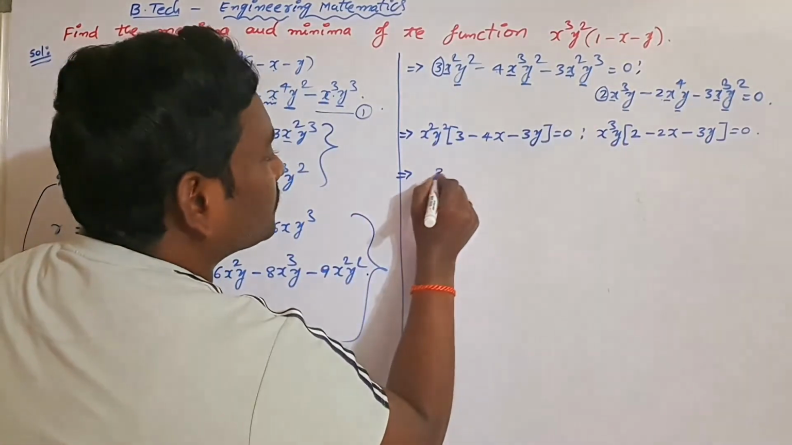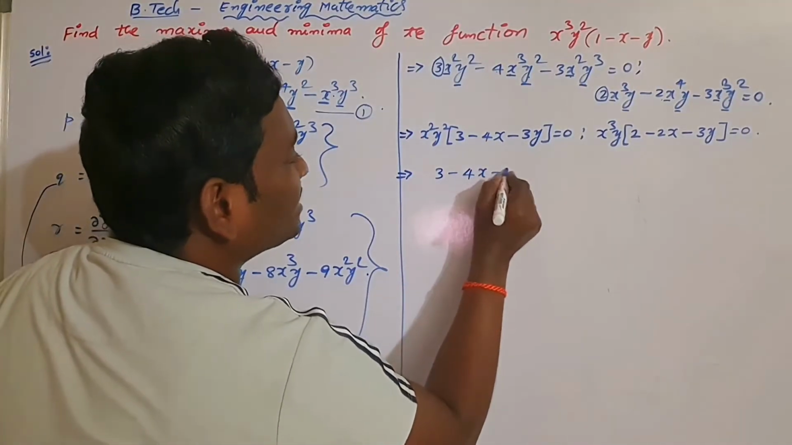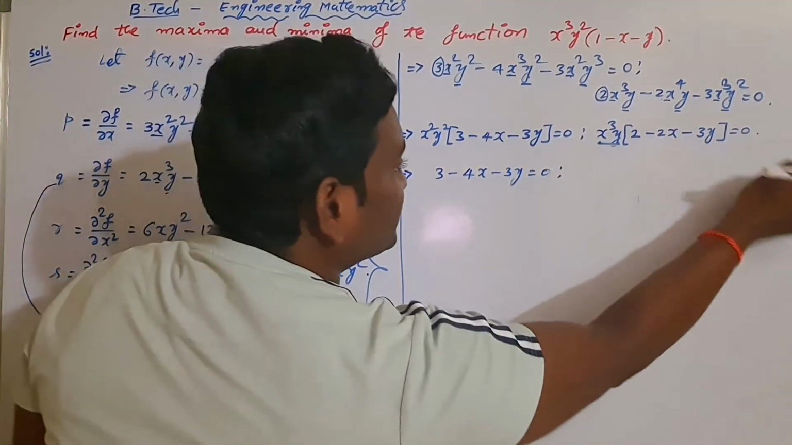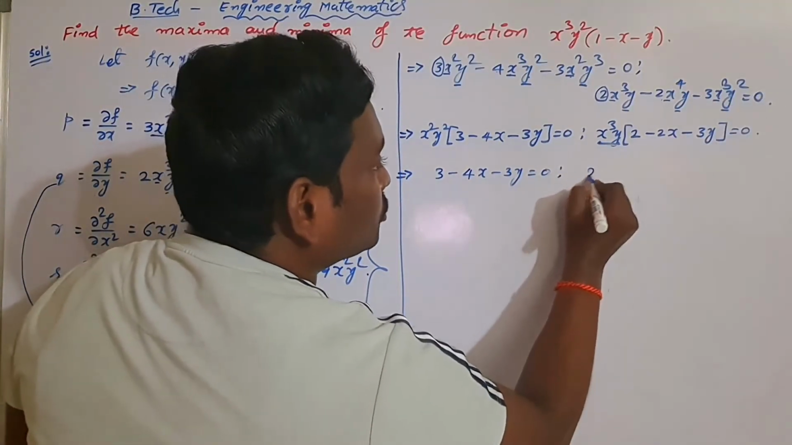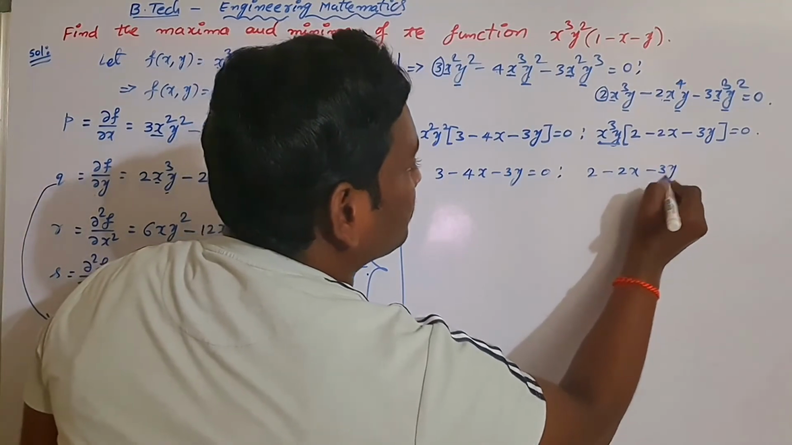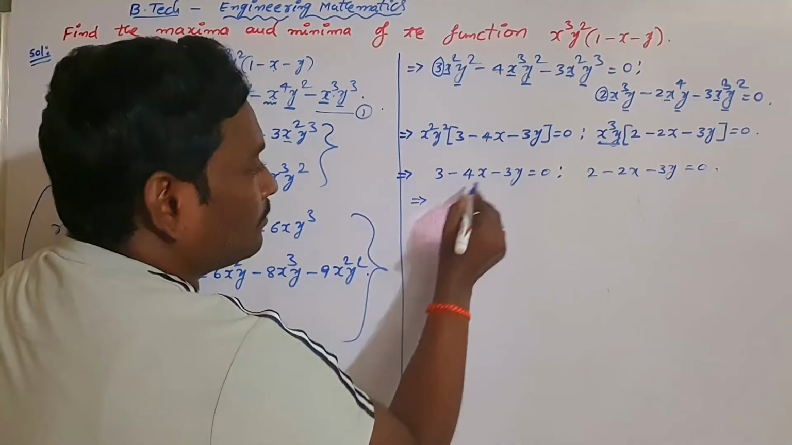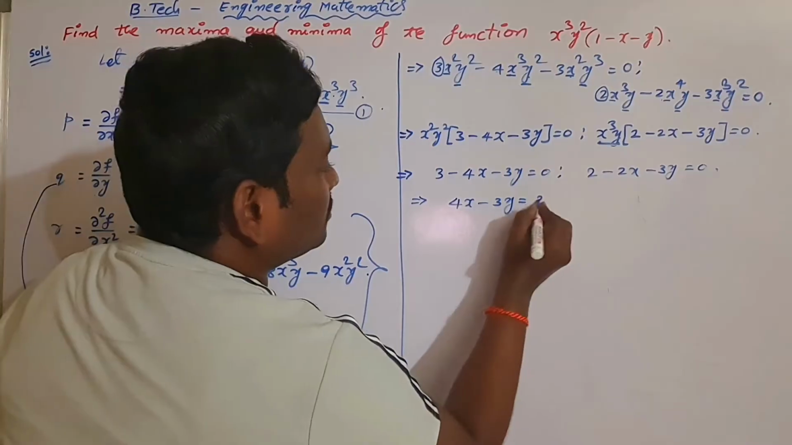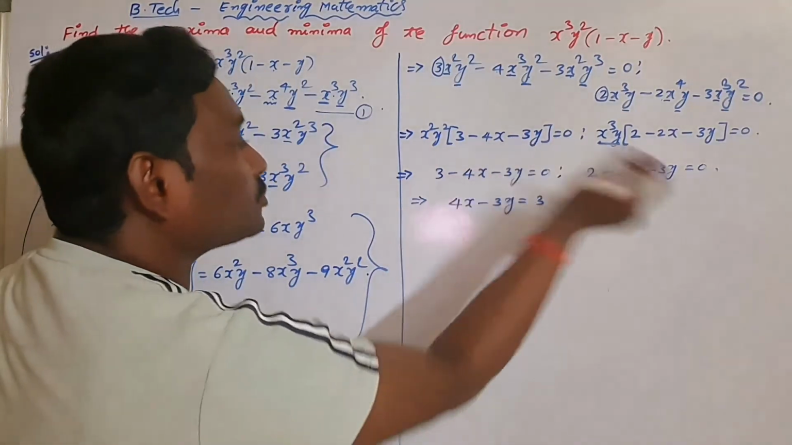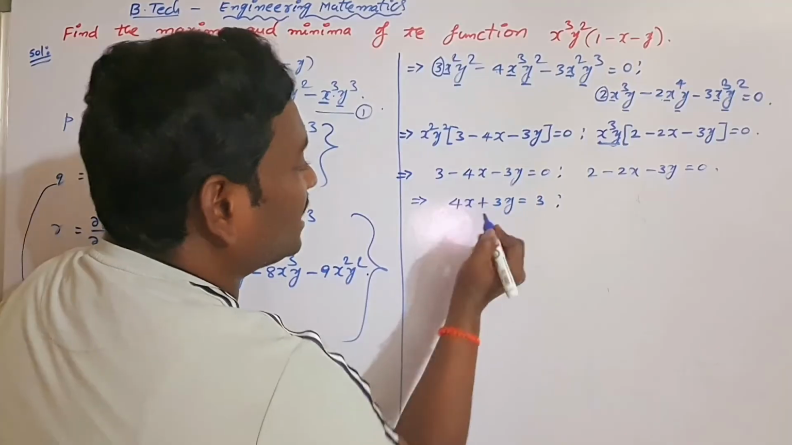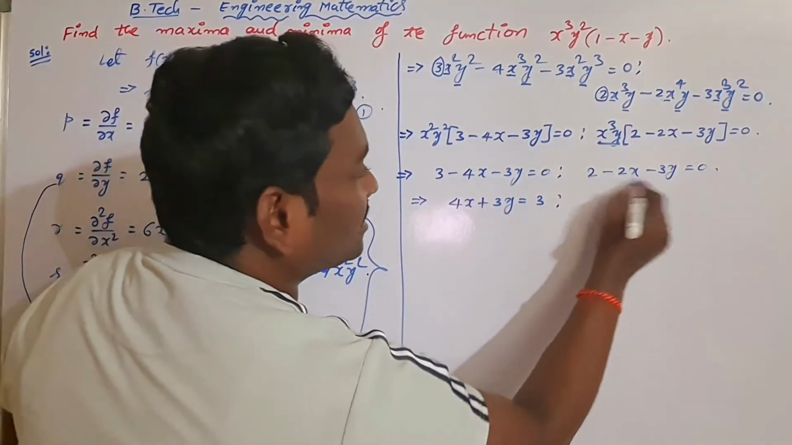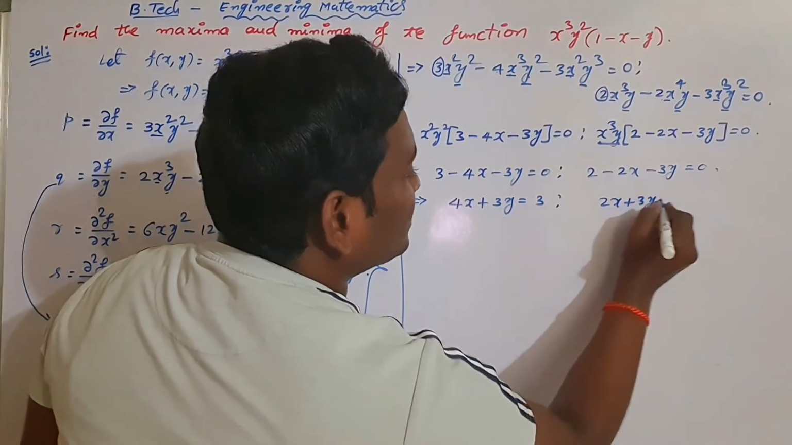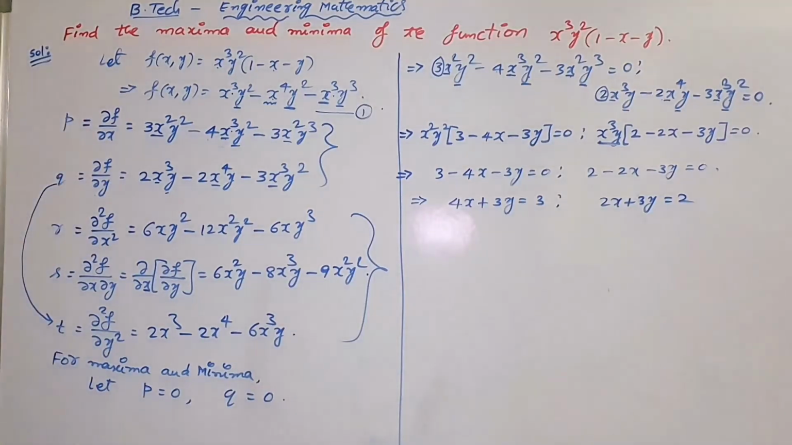So directly you can send them to the right side. 0 by anything is 0. Simply we have 3 minus 4x minus 3y is equal to 0, and you can send these both terms to the right side in the denominator. 0 by anything is 0. 2 minus 2x minus 3y is equal to 0. So by rearranging the terms, you will get 4x plus 3y is equal to 3. I am taking these both negative terms to the right side. Here also you can take these negative terms to the right side. You will get 2x plus 3y is equal to 2. I hope you understand now.